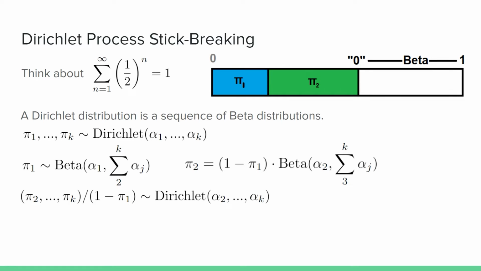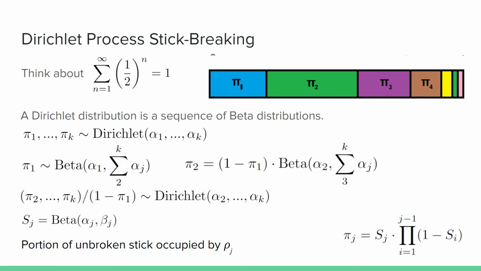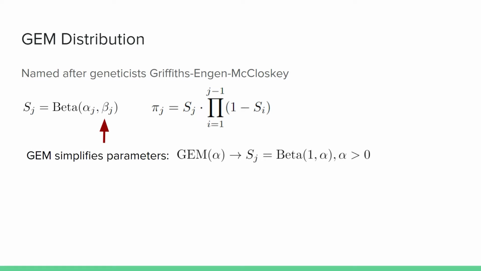The output of just the beta, let's call it Sj, can be thought of as the portion of the remaining stick that is broken off when picking a given pi j. Repeating these stick breaks, we can assign infinite pi's throughout the range 0 to 1. A simplification of this is the GEM distribution, which assumes each stick break has 1 as the first parameter and the same value alpha as the second parameter.